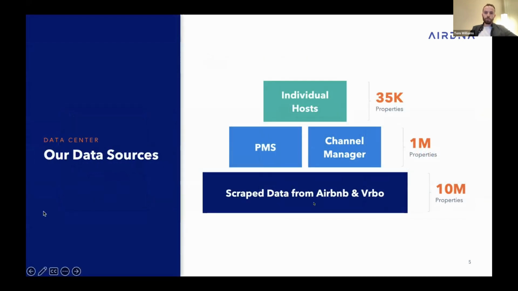So who are AirDNA and what do we do? The question we get asked quite often is, where do we get our data from? So we have three main sources. You can see here, predominantly we scrape it from Airbnb and VRBO directly. We then have data partnerships with property management companies and channel managers. And then finally, we gather information from individual hosts themselves. So we've been tracking the space since 2014, making us the most reliable source for short-term rental data.